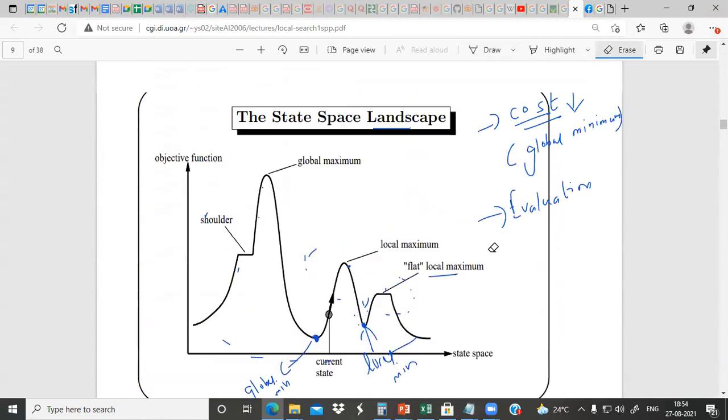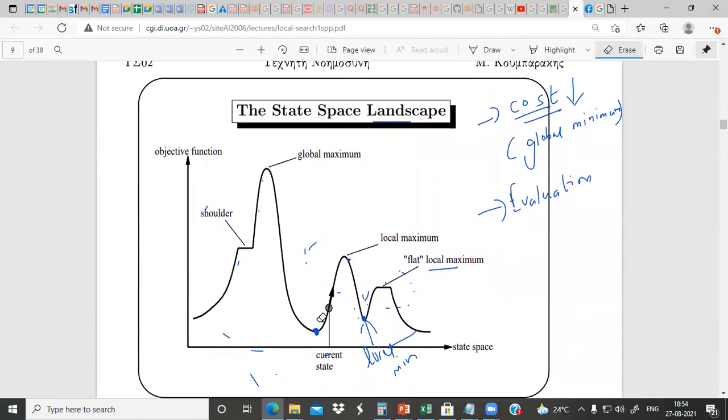So let us see in this landscape. For example, how is the initial state identified? We randomly pick something from the state space. So assume that this is what we randomly picked up. We call this the current state. Now the algorithm should identify a neighbor, the neighbor of better cost.